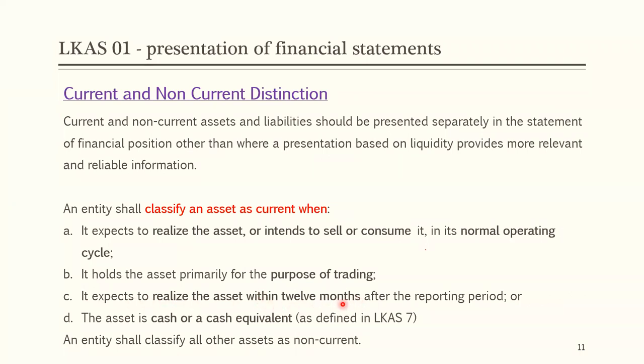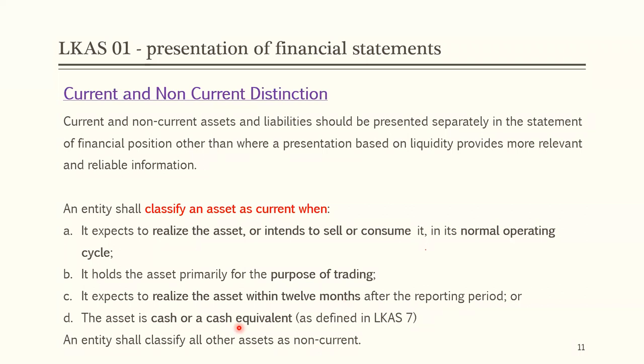This is the one we know, right? If we can realize it within the next 12 months, then such assets we can identify under current assets. Many receivables are like that; we expect to realize them within the next 12 months, and if that is possible, we have to identify them under current assets. And the last one: the asset is cash or a cash equivalent. Of course, we need to identify it under current assets.